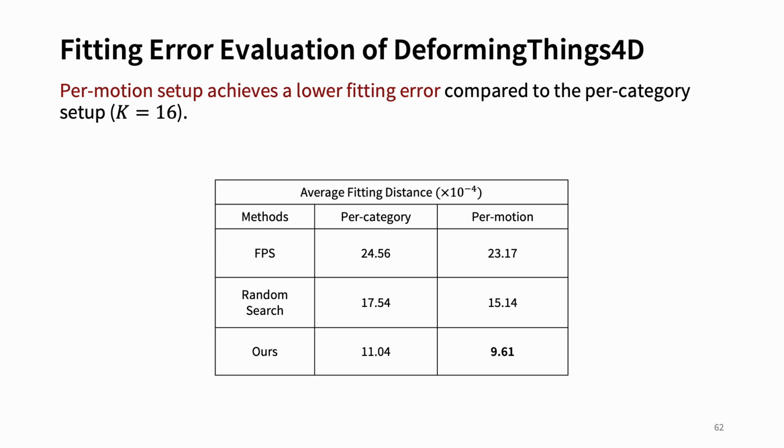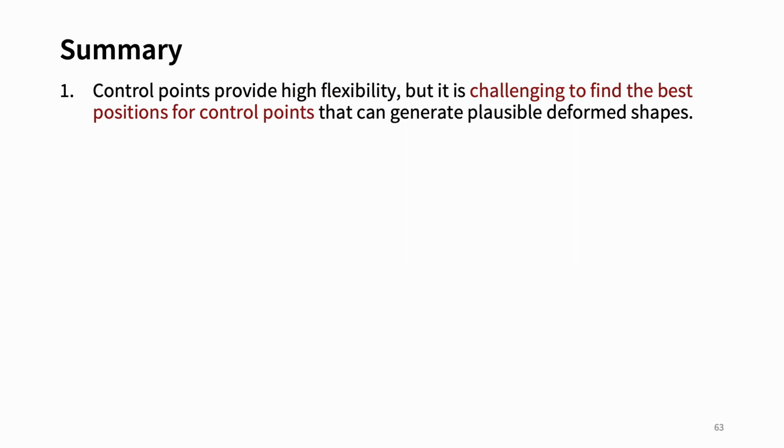Our approach outperforms both FPS and random search in both the per category and per motion setups. Notably, our OptCtrlPoints consistently achieves a lower fitting error in the per motion setup compared to the per category setup. This outcome is attributed to our data-driven approach, which enables us to discover control points that are tailored to the given set of targets. In summary, control points provide high flexibility, but it is challenging to find the best position of control points that can generate plausible deformed shapes.